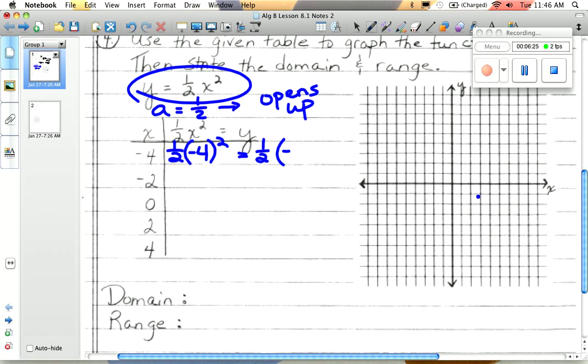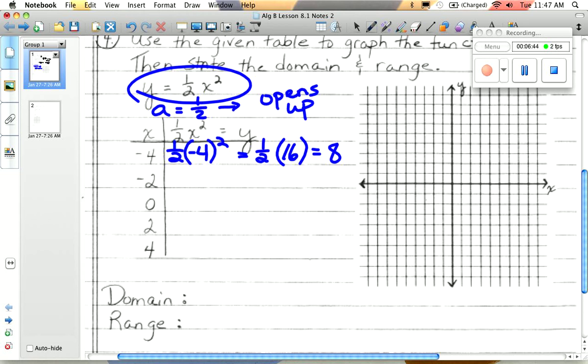16. Positive. Okay, a negative times a negative is a positive, and 4 times 4 is 16. So half of positive 16, and half of positive 16 is 8.